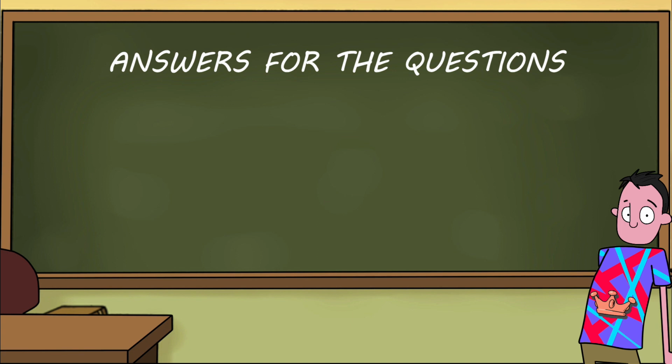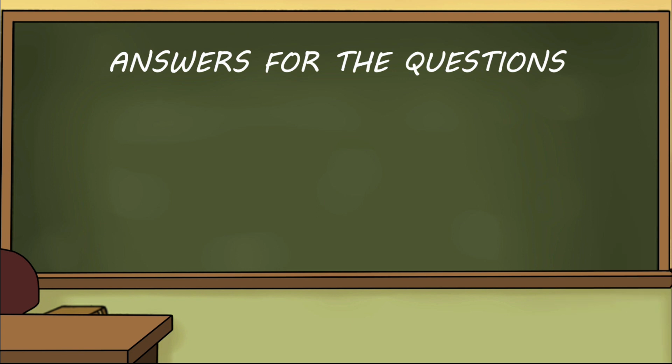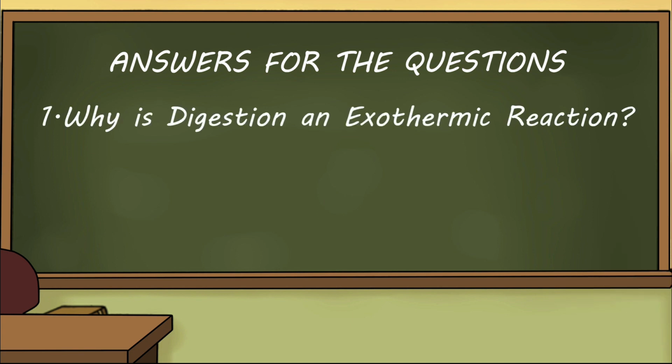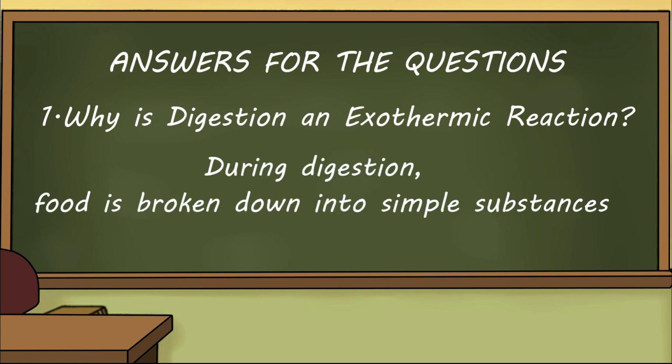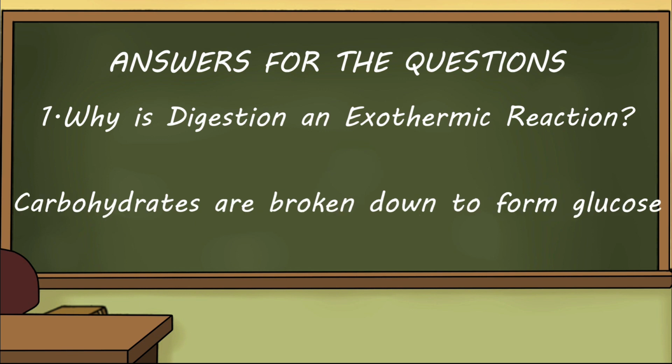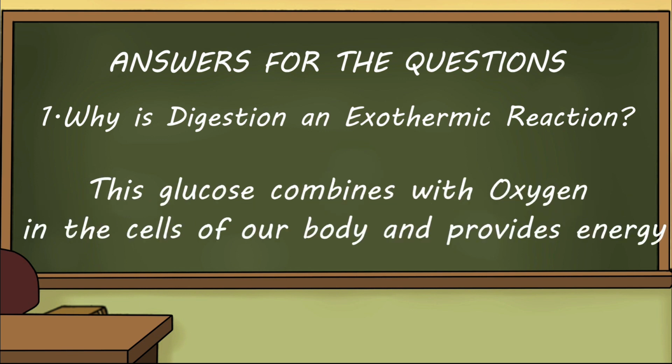Now, let's see the answers for the questions asked in the previous video. First question: why is digestion an exothermic reaction? During digestion, food is broken down into simple substances. Carbohydrates are broken down to form glucose. This glucose combines with oxygen in the cells of our body and provides energy.